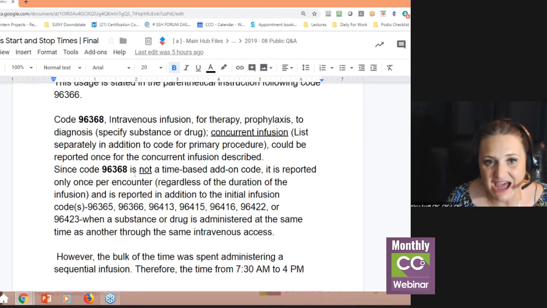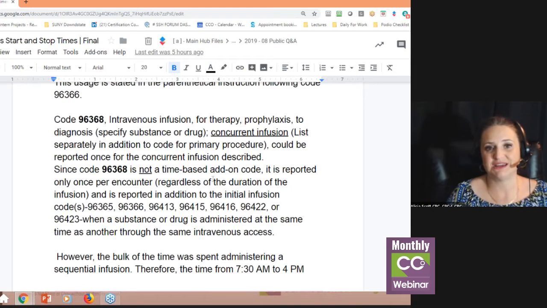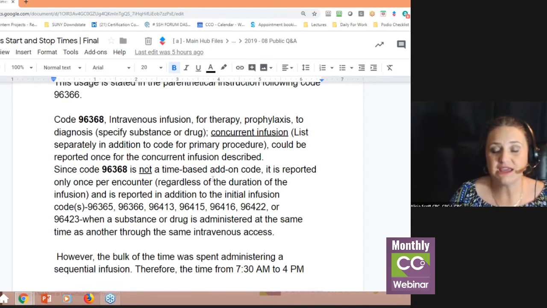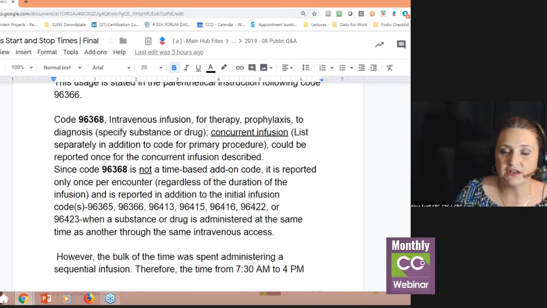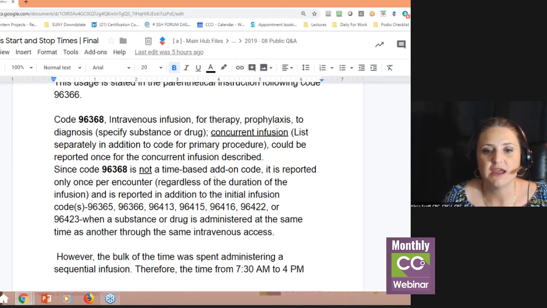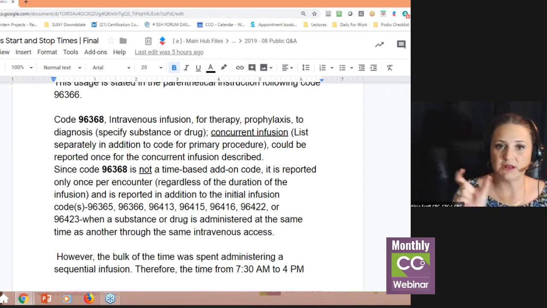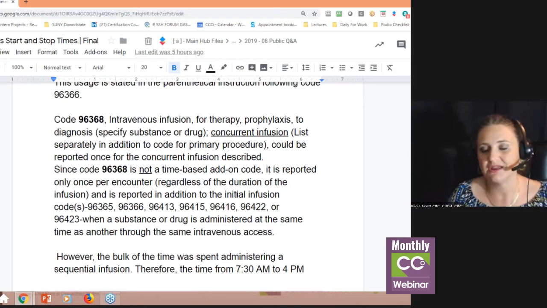96368 is not a time-based add-on code. That's where the confusion gets. You know, it's not based on time, it's based on, hey, it's a concurrent push. Okay. So regardless of the duration of the infusion, that doesn't matter. Oh, well, it was only a 30-minute window when they were doing it concurrently. No, it's not based on time. Okay. And it's reported in addition to these codes that you can do it with.